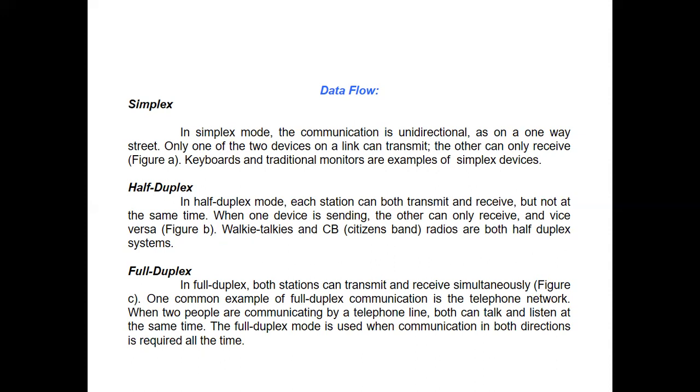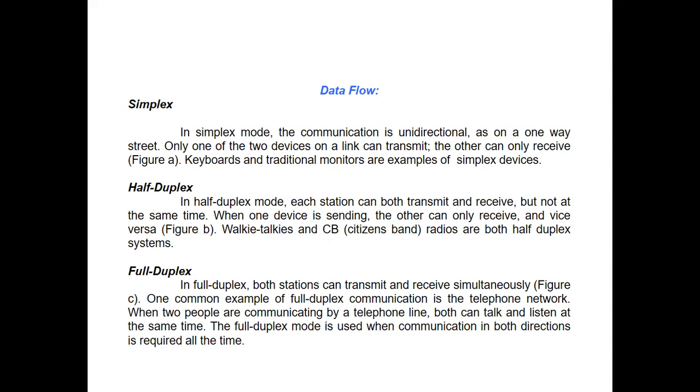Next, half duplex. In half duplex mode, each station can both transmit and receive, but not at the same time. When one device is sending, the other can only receive, and vice versa. Walkie-talkies and citizens band radios are both half duplex systems.